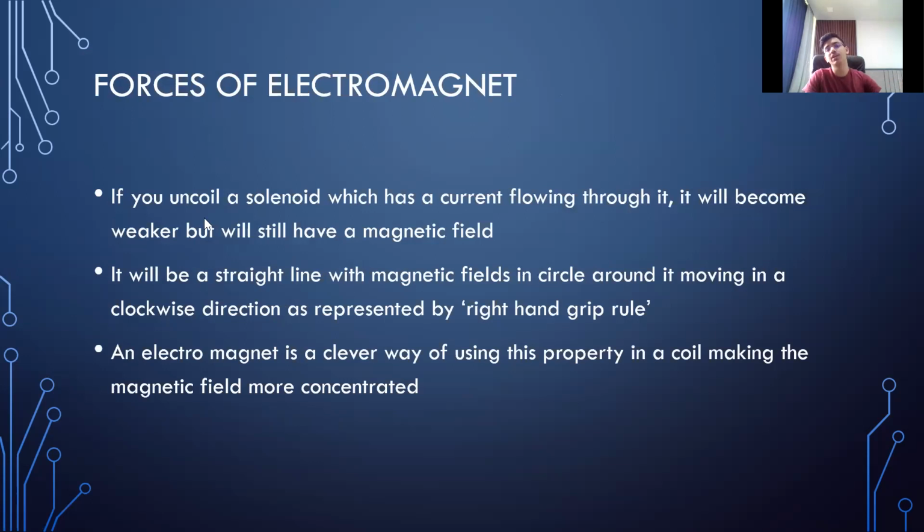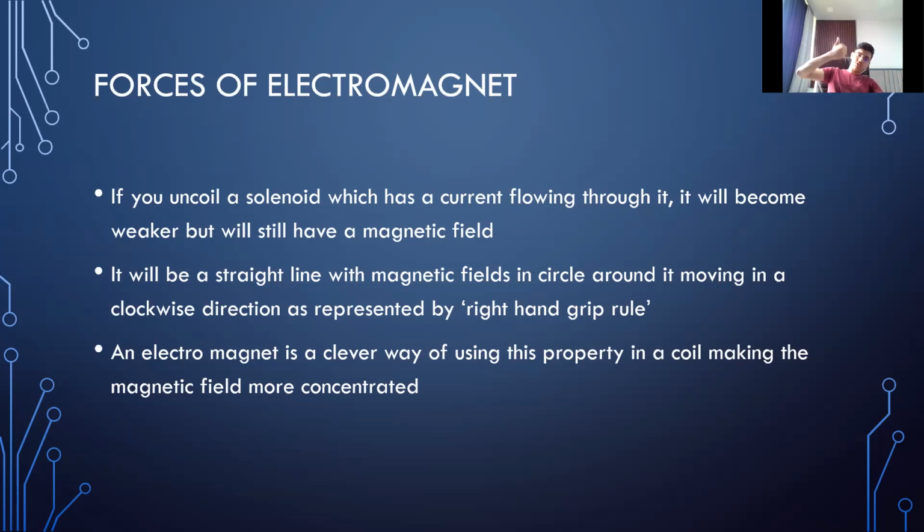Forces of an electromagnet. So like I said earlier, you have a coil, it has current flowing through it, it has its own magnetic field. But what happens if you uncoil it? You get a straight wire which has current flowing through it. It will be a straight line with magnetic fields in circles moving in a clockwise direction. It is represented by the right hand grip rule.